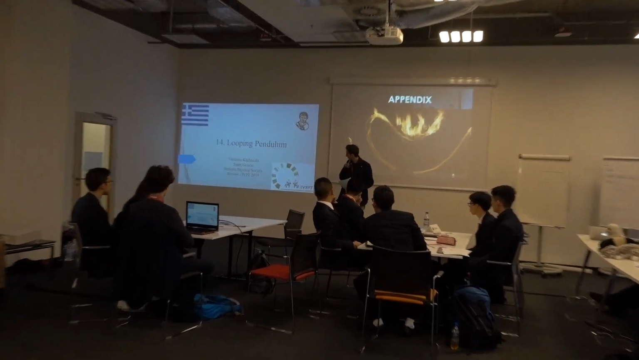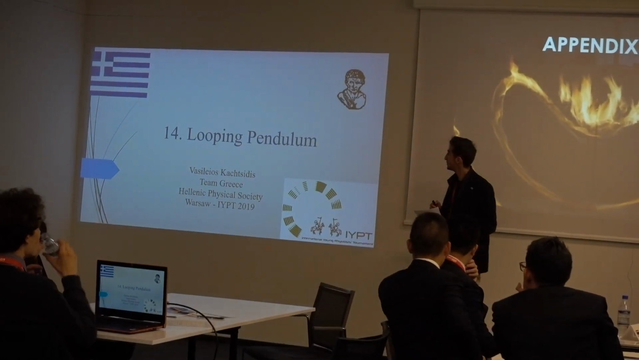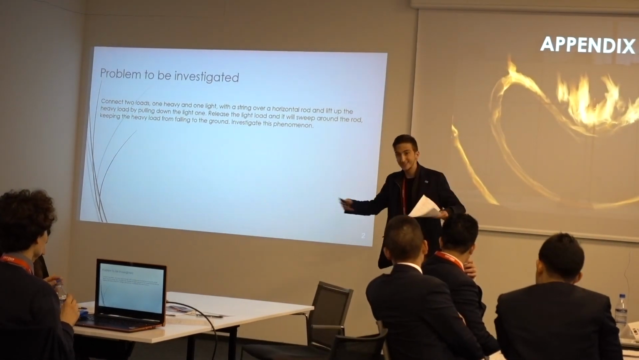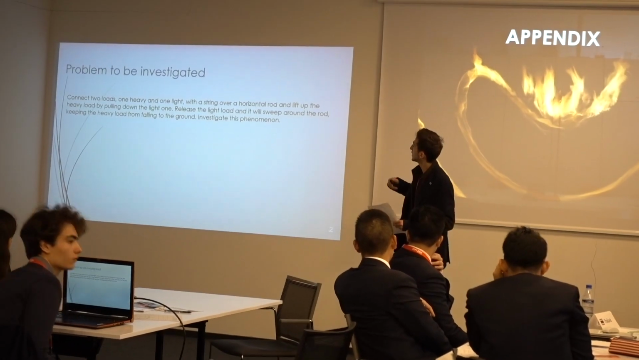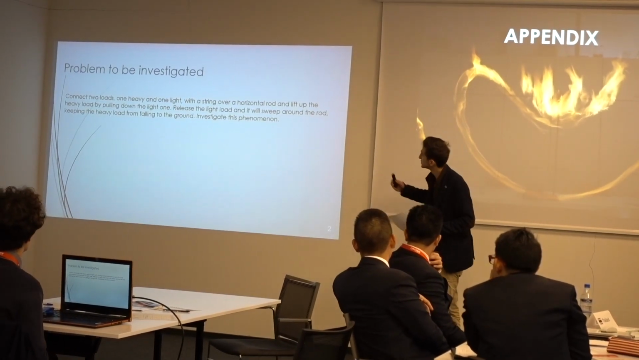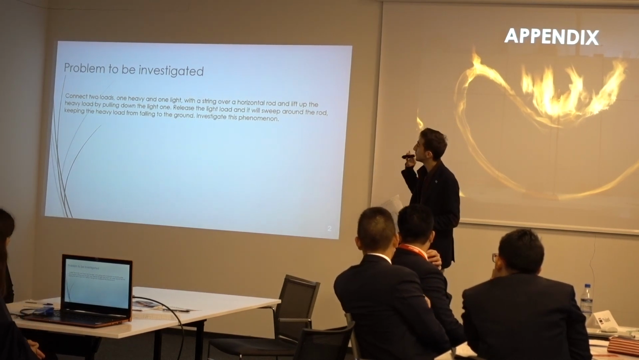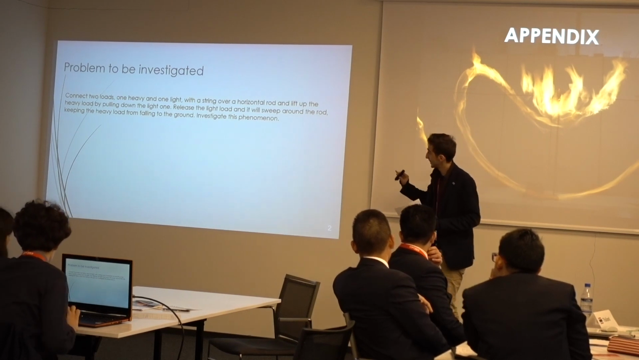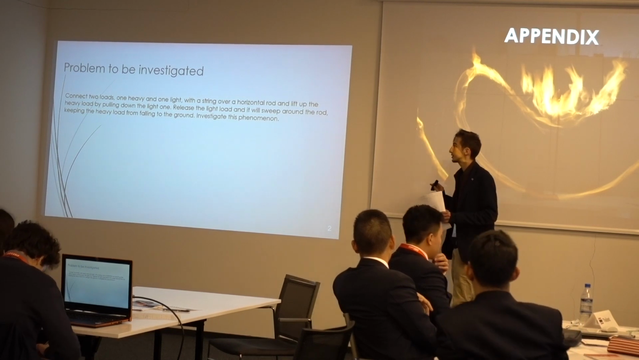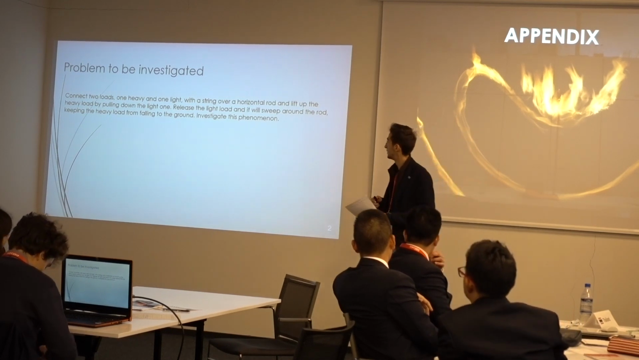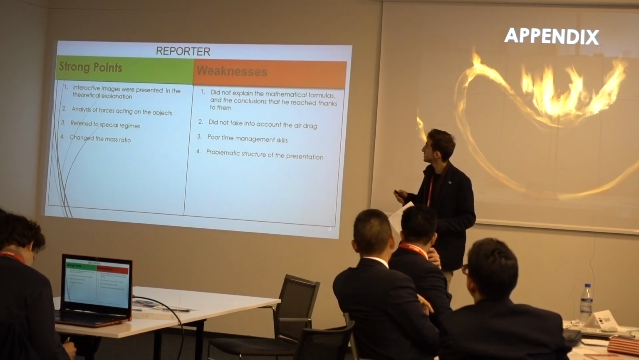Once again, we thank the opponent for the whole discussion and analysis. Let's proceed with our review. First of all, let's restate the problem that we investigate: take a string over a horizontal rod and lift up the heavy load by pulling down the light one. Release the light load and it will swing around the rod, keeping the heavy load from falling to the ground. Investigate this phenomenon.